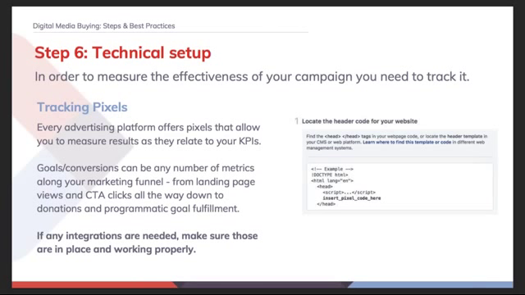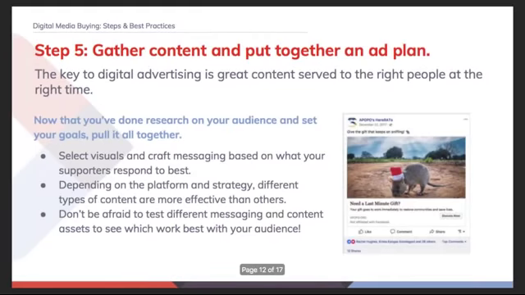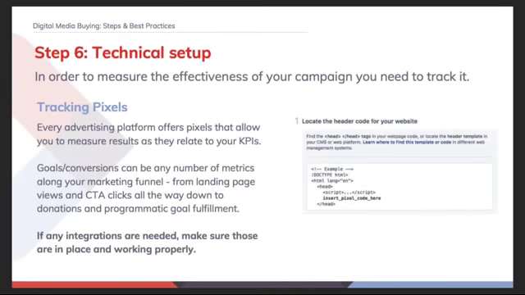Making sure that tracking pixels are in place. Every ad platform has a different type of tracking pixel. What a tracking pixel does is allows you as the media buyer to see if your ad worked. So for example, if I clicked on that Hero Rats ad from the previous slide, and I landed on a landing page and I donated, I need to be able to measure as a media buyer which ad unit actually triggered that action to happen. That doesn't happen instantaneously. It happens by putting a piece of code on your website that allows you to measure that transaction.